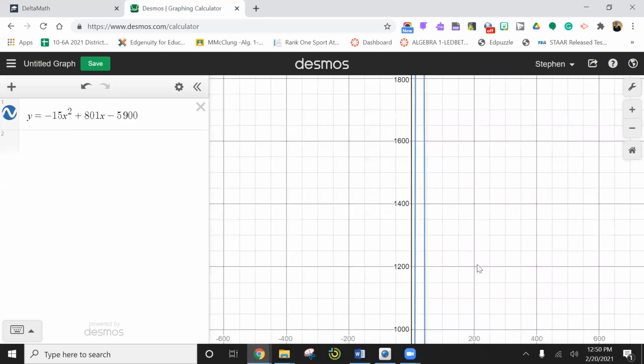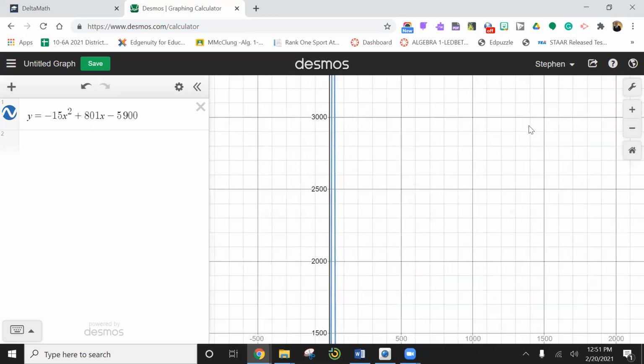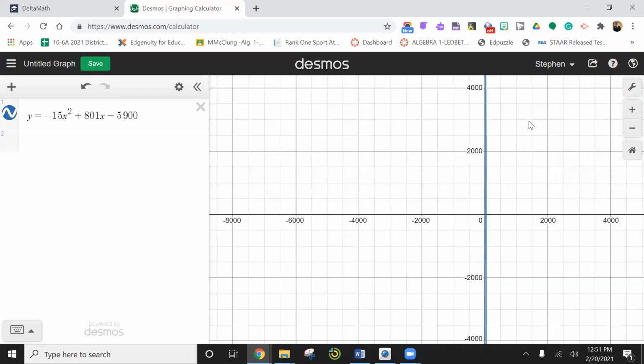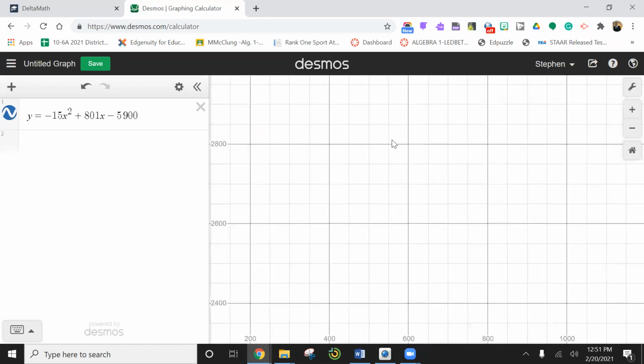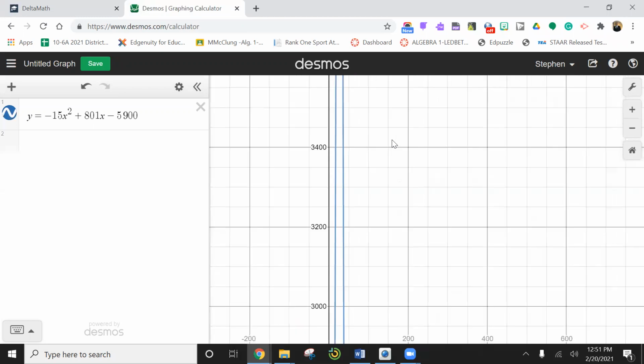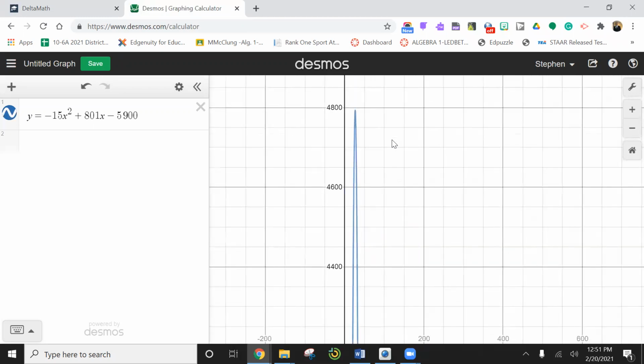Whoa, man, this is really going up, isn't it? You have to play with this to get it going where you want it. So I'm just scrolling so I can see the max. It's getting close. All right, there it is. If I put my little cursor right there, it says 26.7, and my profit would be 47.93.